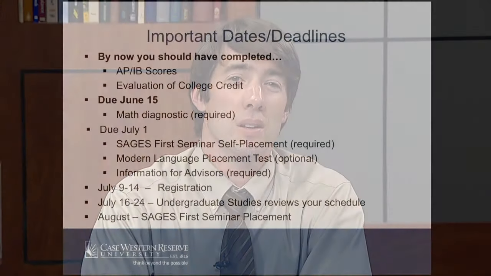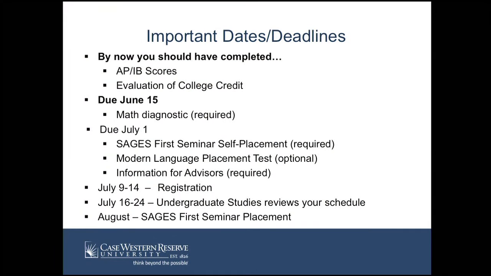So starting off with some important dates and deadlines, because as you know, the new student checklist is up and running, and there are lots of different things that you need to take care of on the checklist throughout the summer. But at the moment, focusing on the things that are related to academics and registration, hopefully by now you've taken care of the AP/IB scores portion of the checklist, as well as the evaluation of college credit. If you haven't gotten to that yet for whatever reason, you can still do it. But we really want to get those taken care of as soon as possible so that we get everything in order prior to registration.